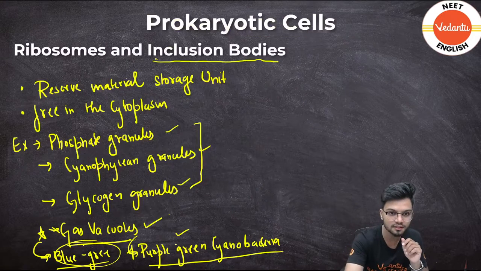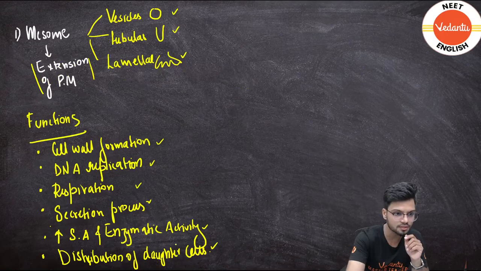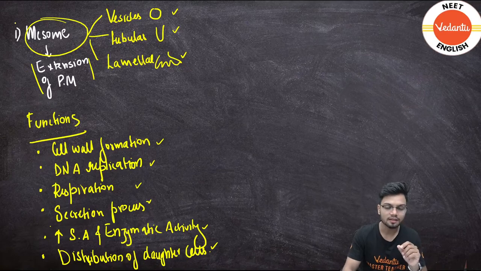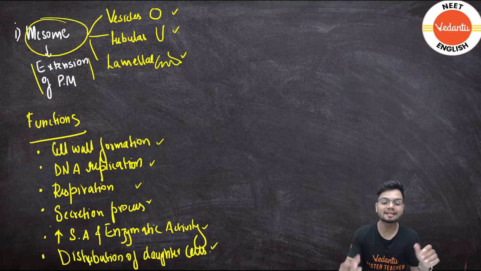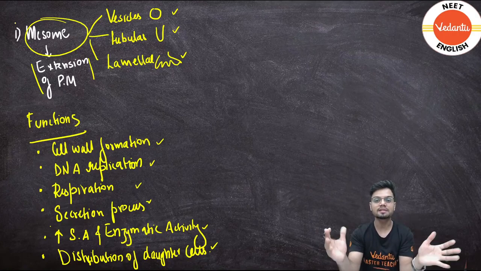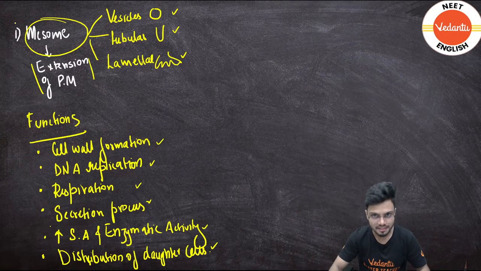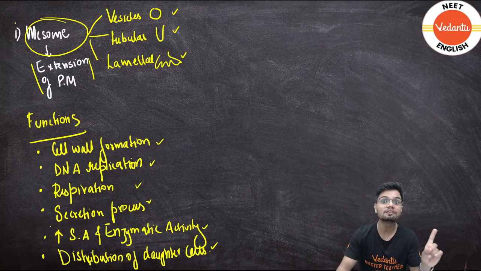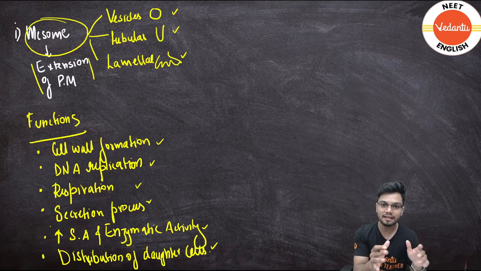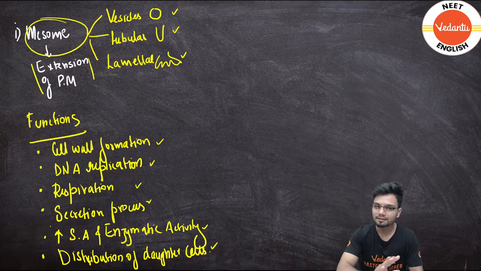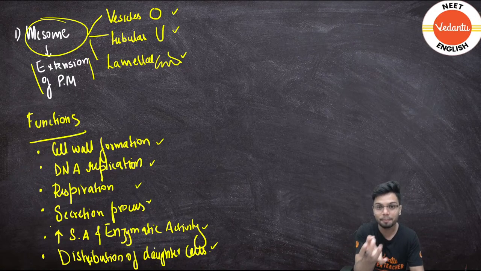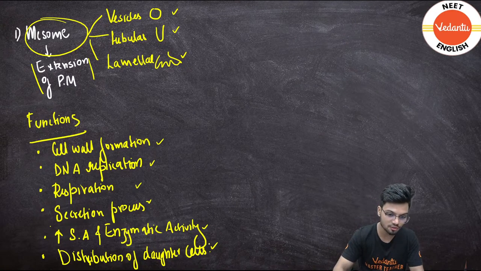Distribution of daughter cells, I'll tell you. Any doubt, ask me right now, students. See, mesosomes are an extension of the plasma membrane, right? Since they increase the surface area, they can reach out to a lot of places. So they help in distribution of daughter cells during cell division. Whenever prokaryotic cells divide, they help in distribution of daughter cells. There is no other specific function. If I have to explain the daughter cells, I have to draw the actual proper structure of the mesosome. Here in NCERT, they are giving you a small structure, but the actual structure is very different.